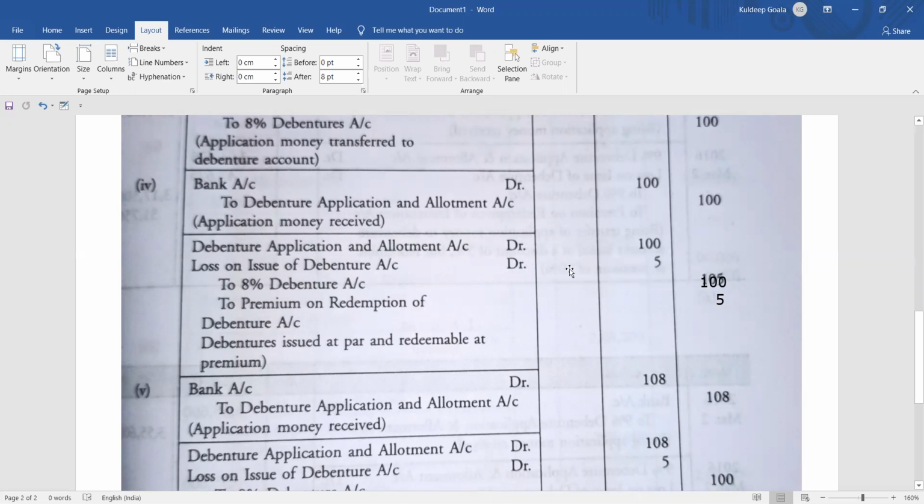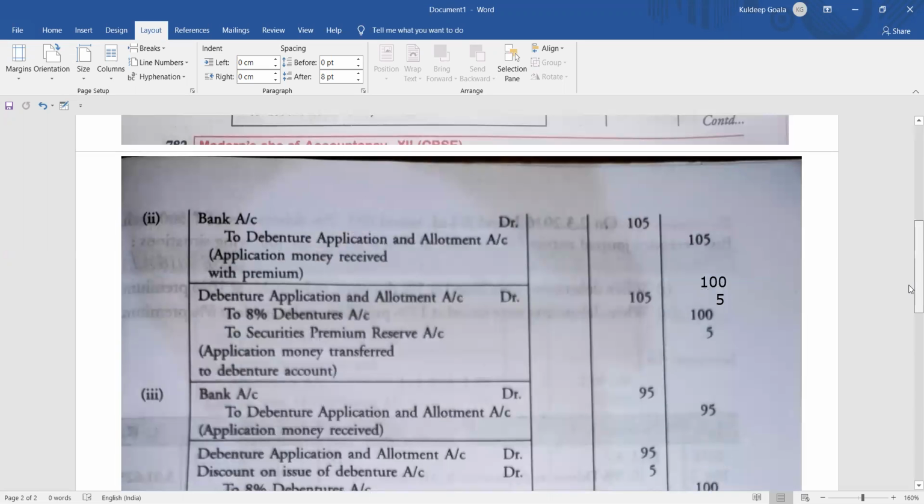Clear? I'm repeating once again. Bank account debit to debenture application allotment account 100 rupees, what you have received, that is issued at par. And while transferring, it will be debenture application allotment account debit 100 rupees to 8% debenture account 100 rupees. That is clear, right? And the remaining 5 rupees is our redemption value. At how much are we redeeming? 105. So how much is the loss? 5 rupees, right? So that 5 rupees will come here.